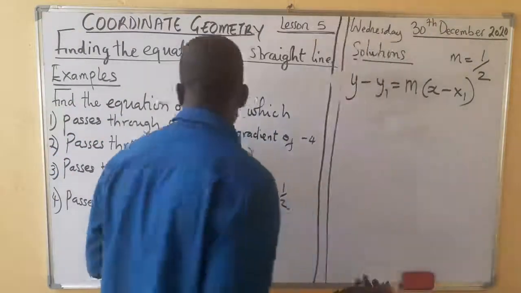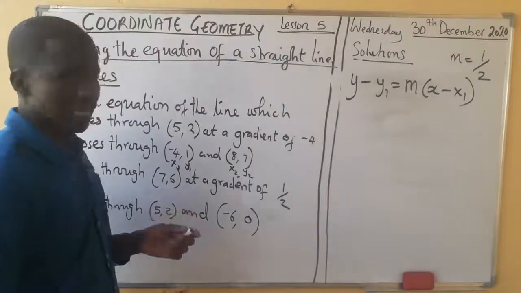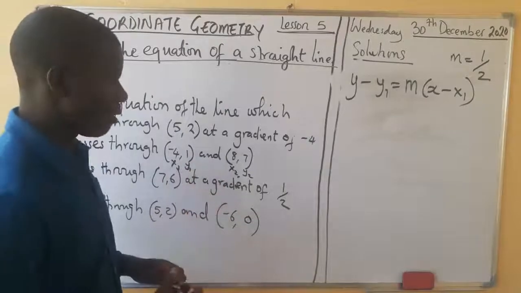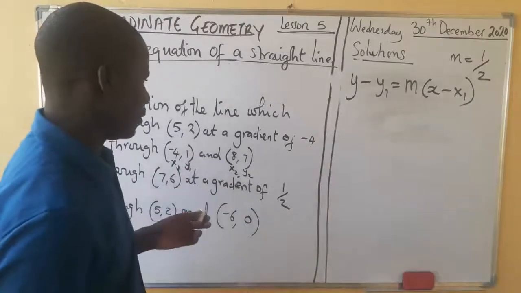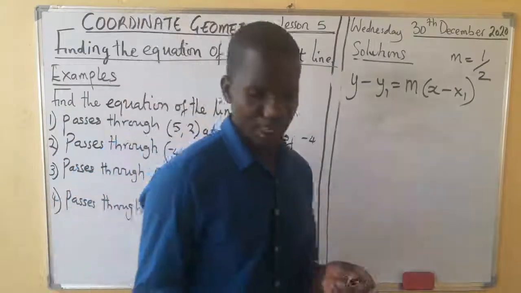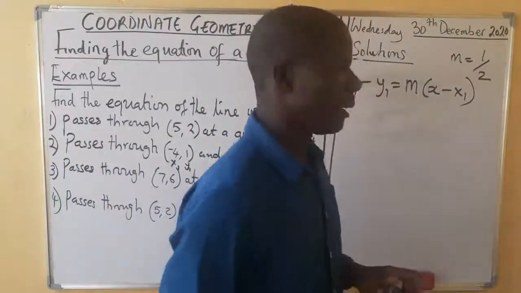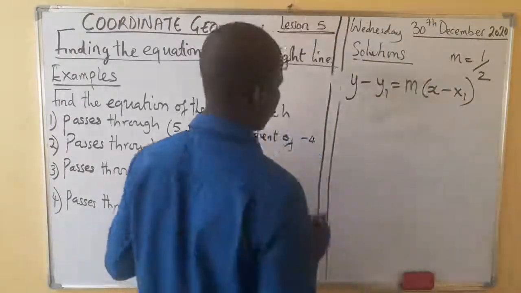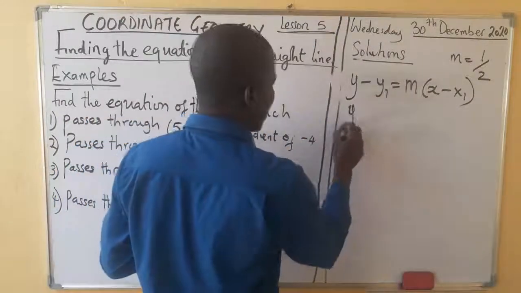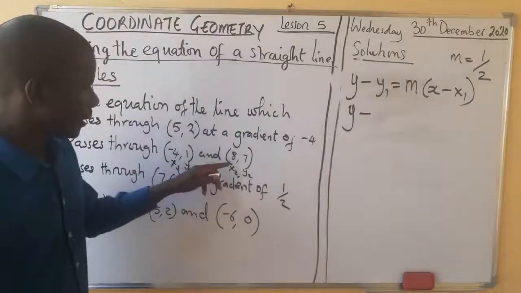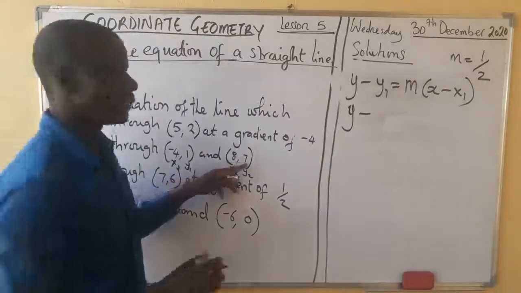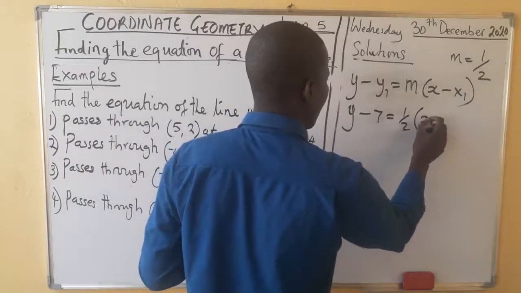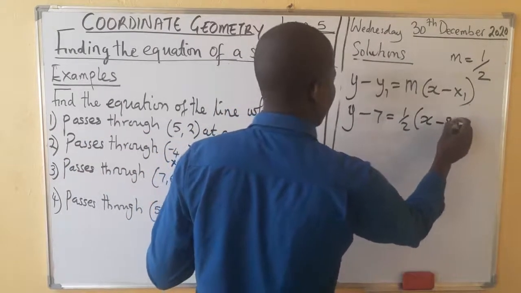So which one do I pick? Sometimes you are better off using a point that doesn't have a negative, just to avoid making mistakes. Or if you have one that has a 0, you even go for that one. Mathematics is all about simplifying. You go for something that is simpler. So I'll go for this one, which is the second one. So we have y minus, what is the y coordinate here? The y coordinate is 7, so y minus 7, the gradient is 1 over 2, x minus 8 there.